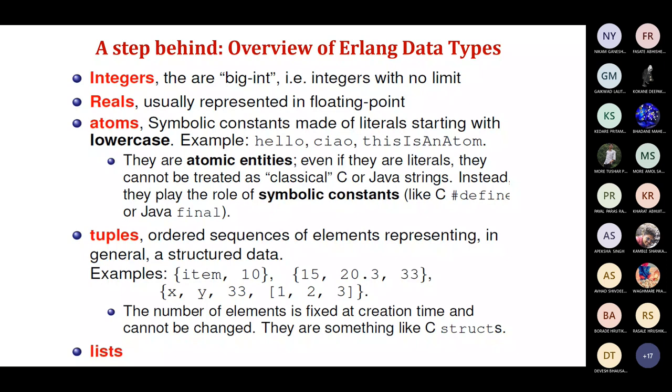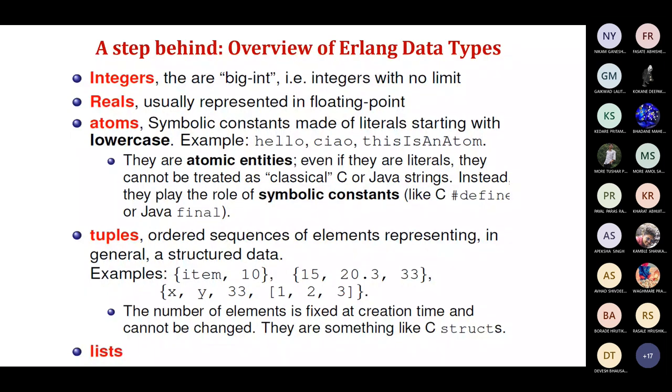Atoms are symbolic constants. For example, we'll compare this with the C language. In C, we write hash define statements, right? Hash define pi is equal to 3.14 something. So we define the value of pi. So these are symbolic constants. Or you define hash define true is equal to 1, hash define false is equal to 0. All these symbolic constants are nothing but atoms in Erlang.